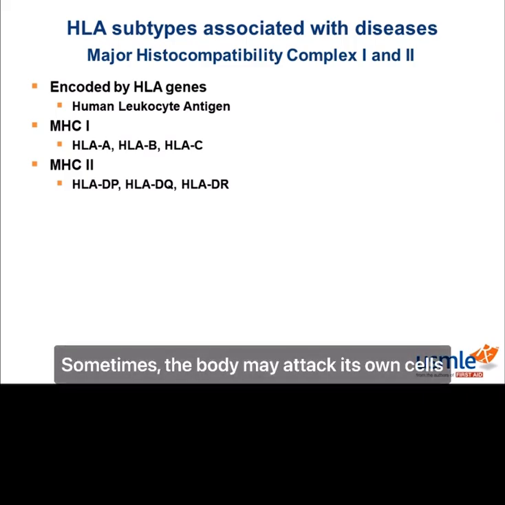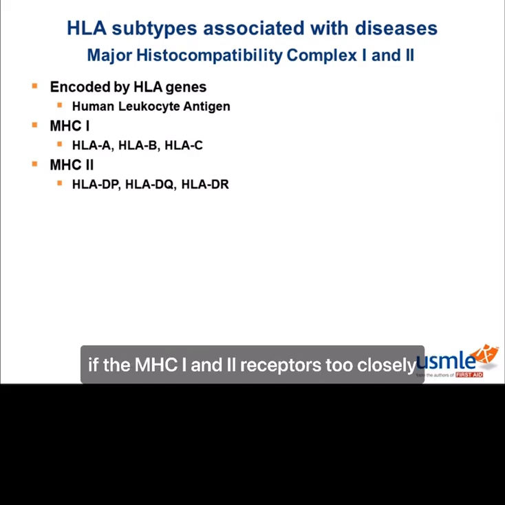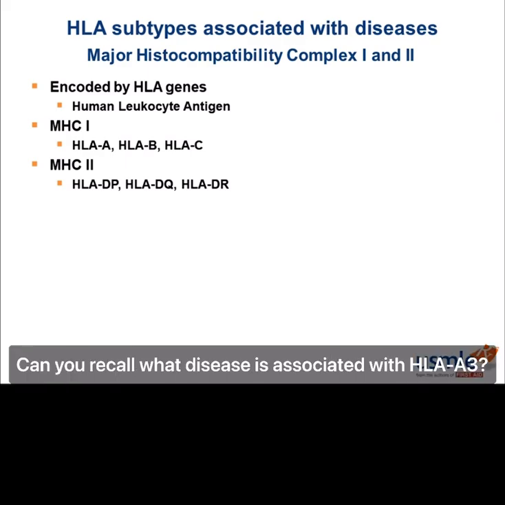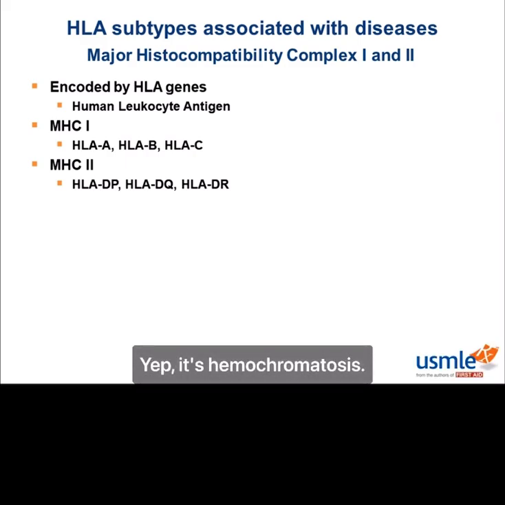Sometimes the body may attack its own cells if the MHC1 and 2 receptors too closely resemble foreign pathogens. Can you guess what examples of HLA genes are associated with certain diseases? Well, we're about to find out. Can you recall what disease is associated with HLA-A3? Yep, it's hemochromatosis. Now the mnemonic for it is to spell it like the British spell heme, so H-A-E-M, with the 3 standing in for the E, just like in Haemophilus.